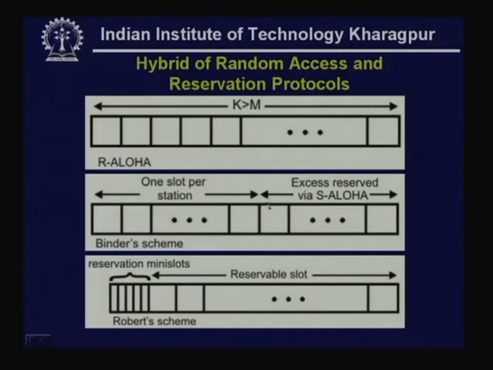Another technique is used when the number of stations is smaller than the number of slots, and then you have implicit allocations. This is one slot per station, since the number of stations is small. Implicit allocation is there, and then the excess slots can be accessed by using reservation Aloha or slotted Aloha. That means this part is acquired by contention based techniques. This is the Binder scheme, and in Roberts scheme, as we know, a separate slot known as the reservation slot is used for performing reservation, and then data can be sent in different slots.